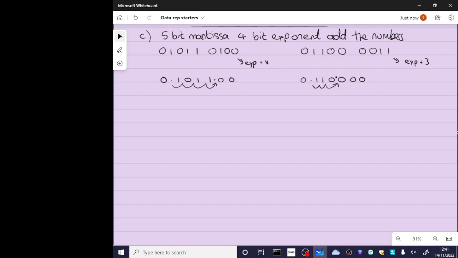Right. Now I can add these 2 numbers together. I've got to make sure the binary points align. That's all I've got to get right. So I'm going to write down this first number. So I can see it is 0, 1, 0, 1, 1 point.